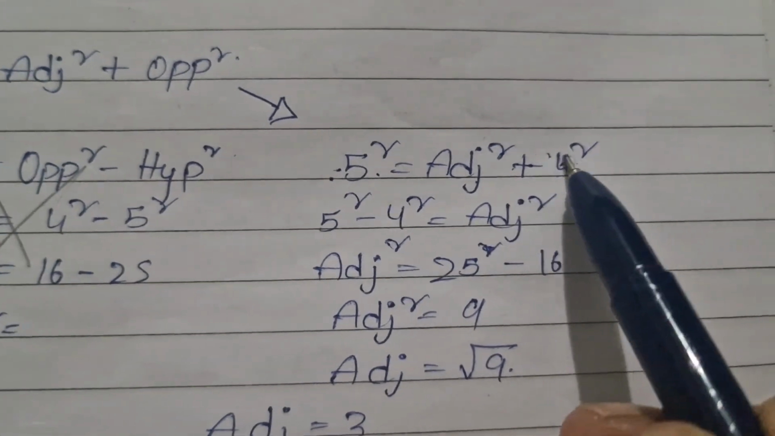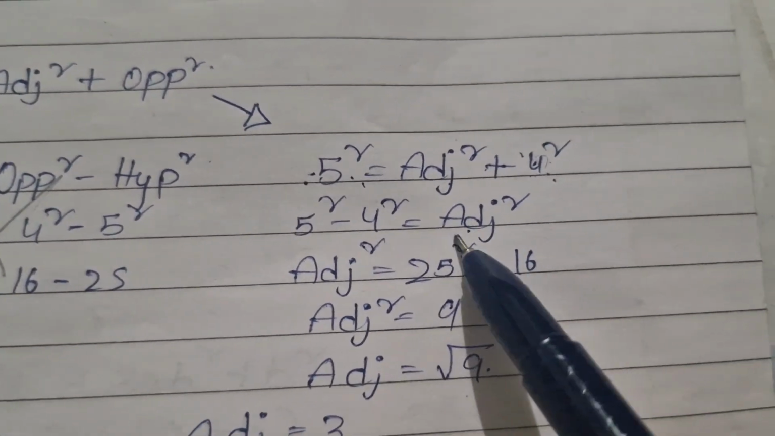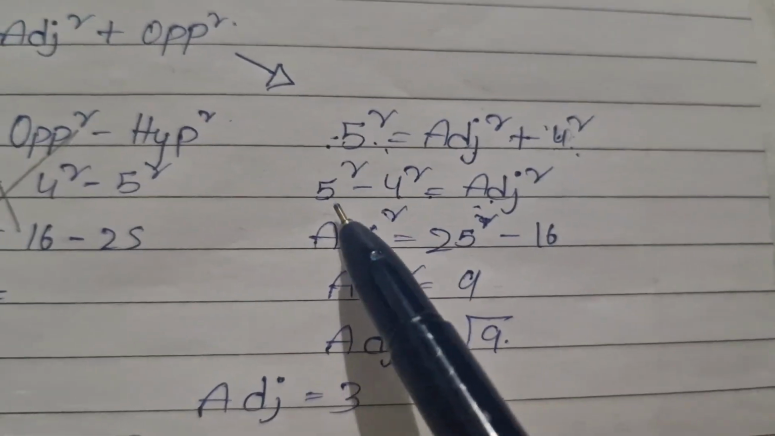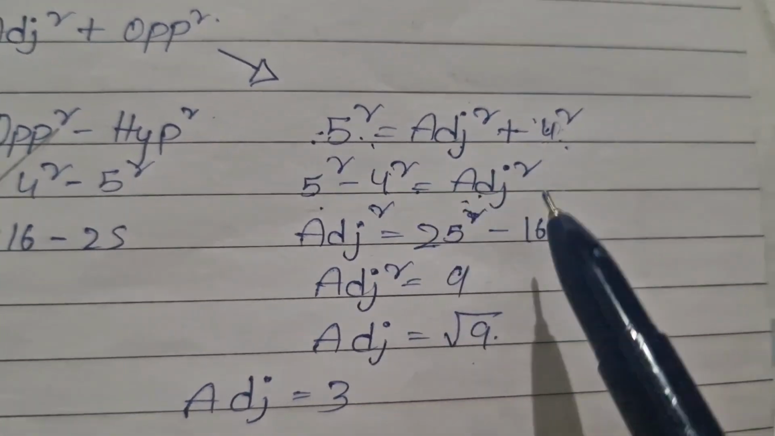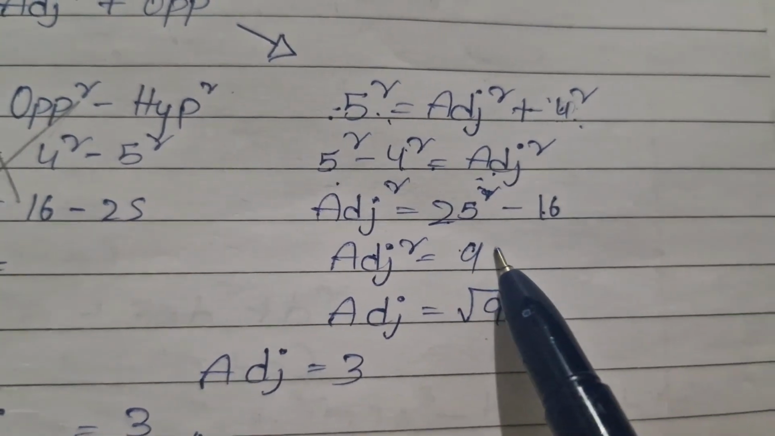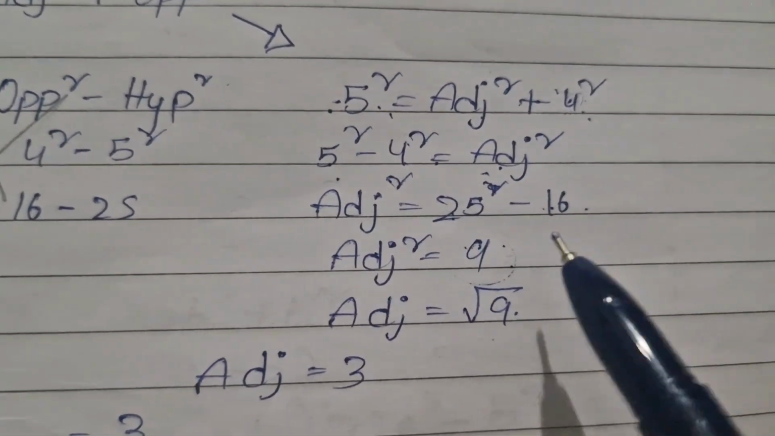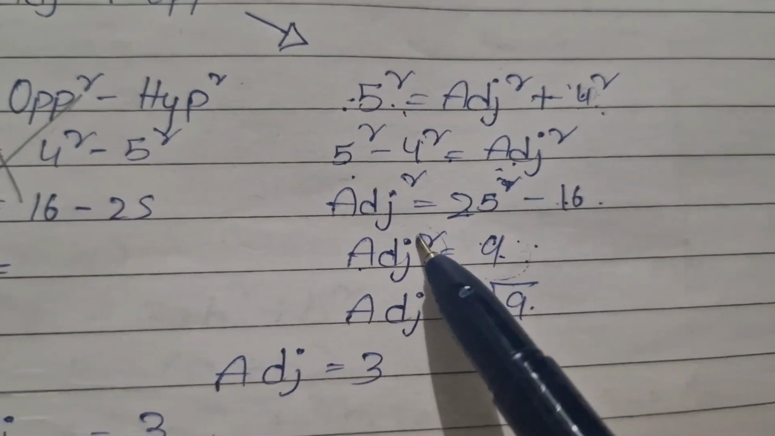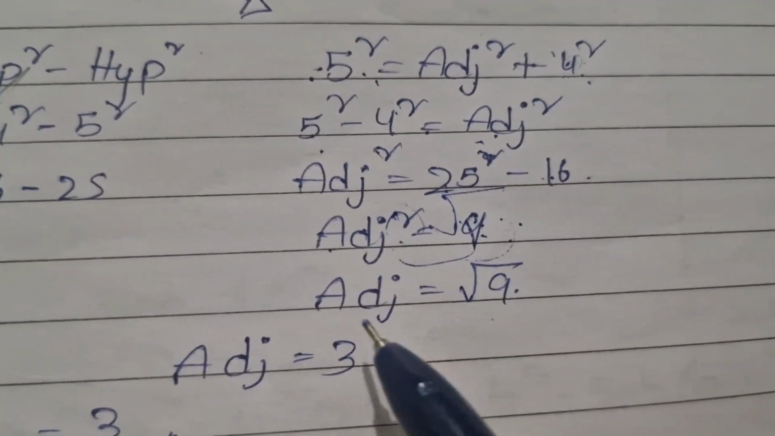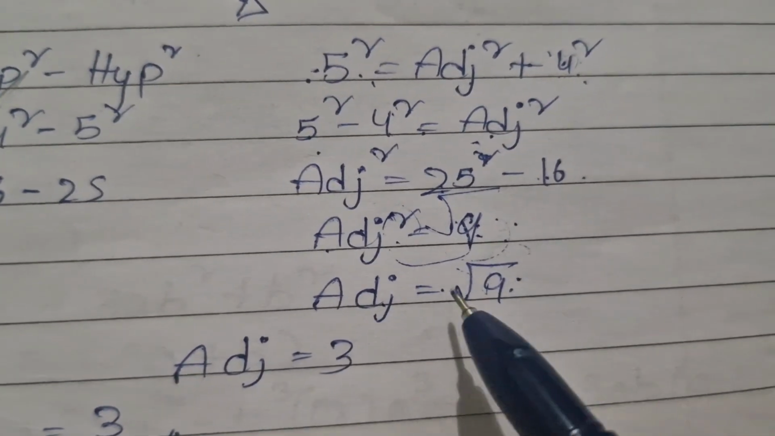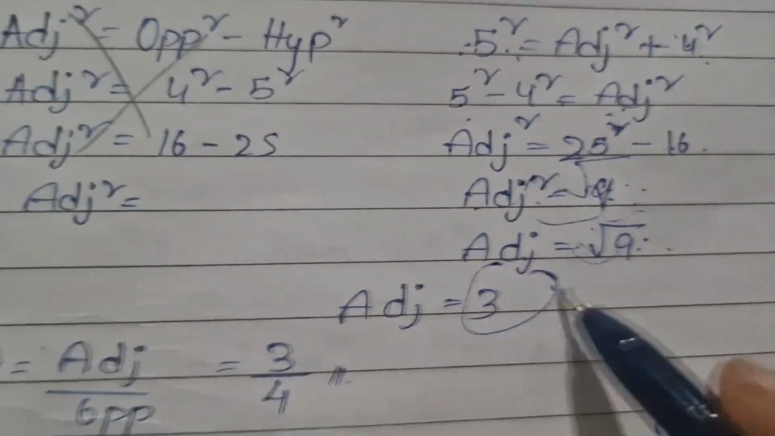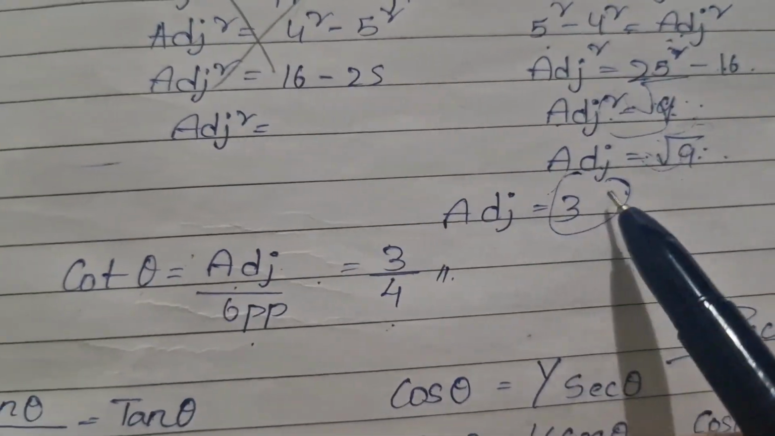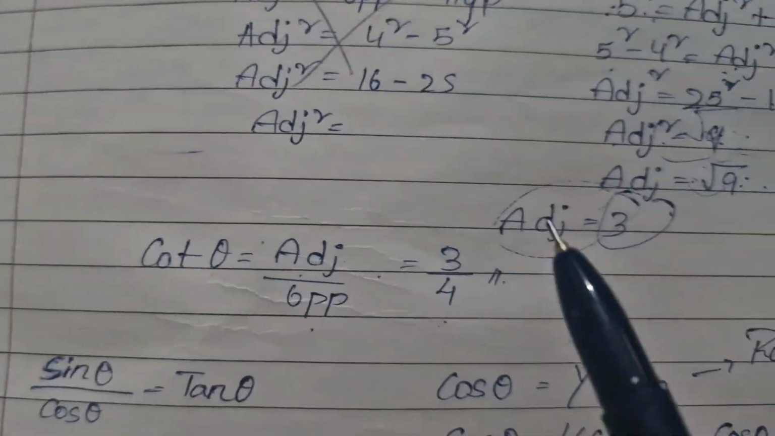So 5 square, we have sent this 4 square over here so that we can find the adjacent side value. So 5 square minus 4 square. What is 5 square? It is 25 and 4 square is 16. 25 minus 16 is equal to 9, right? So adjacent square is equal to 9. So this square we have to transfer to the other side so that we get adjacent is equal to root over 9. The value of root 9 is 3. So cot theta is equal to adjacent by opposite is equal to 3 by 4. We have adjacent as 3, opposite as 4 as given in the question. So 3 by 4.